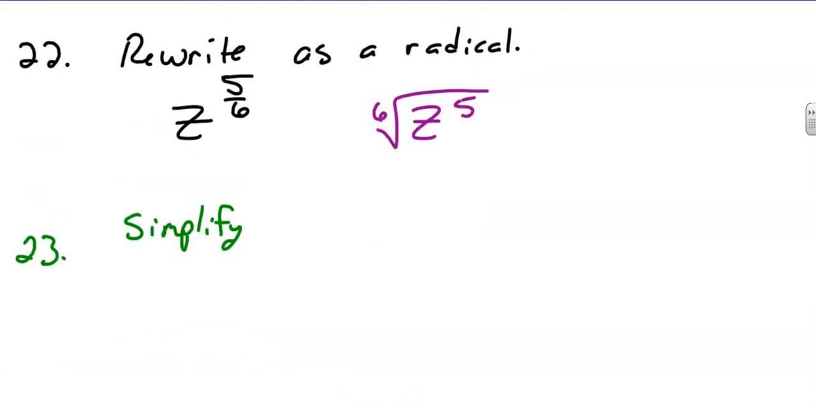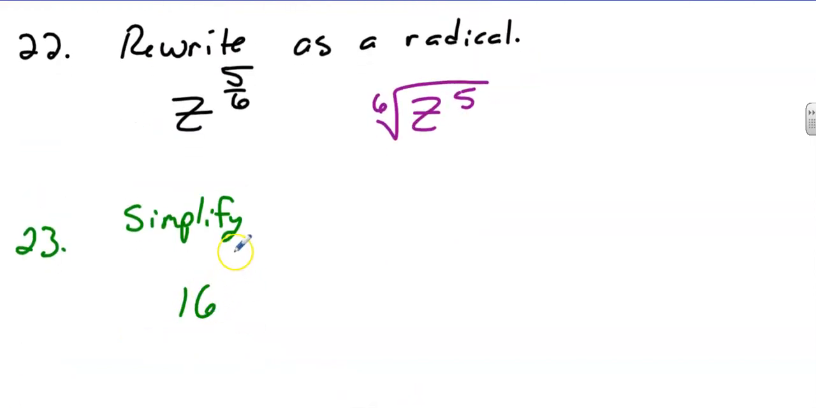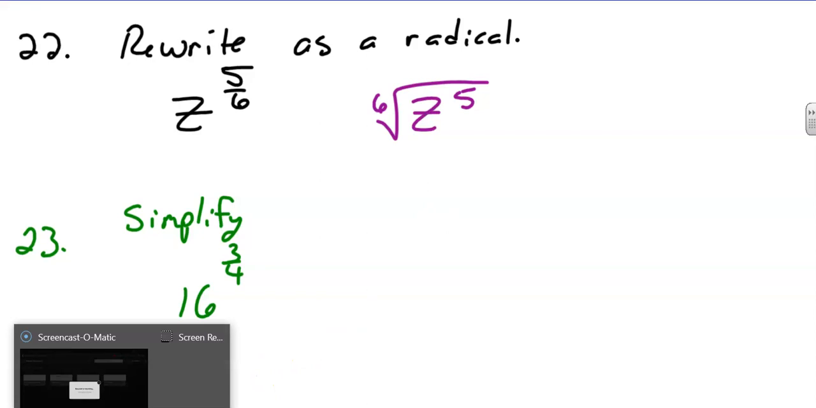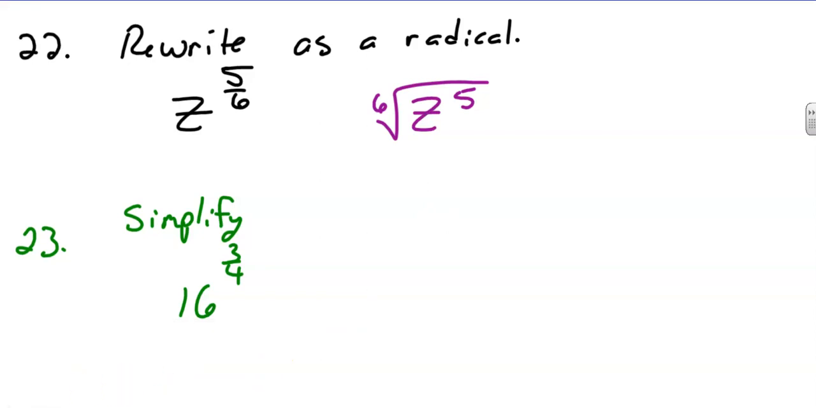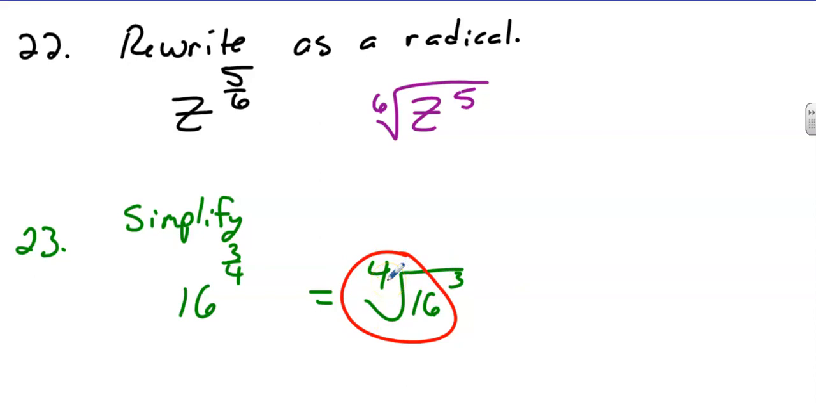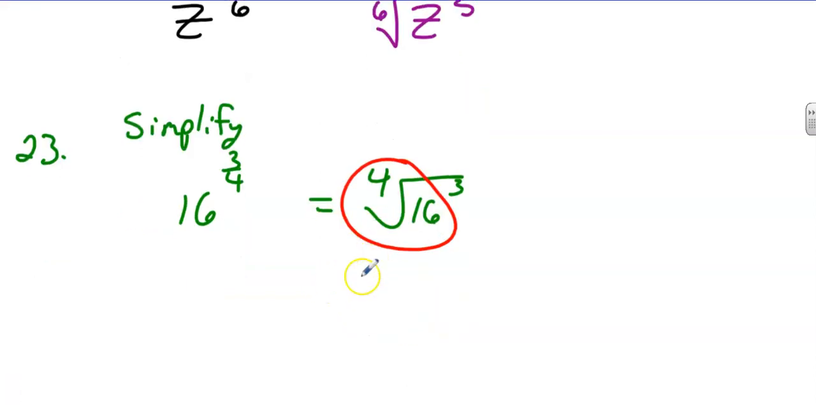Okay, 23, they want you to simplify. For this one, because it's in exponent form, it's the same thing as the last one. They want you to change it back to a radical, and then go back and work with it from there. If you write it, that is the fourth root of 16 to the third power. And it's easier to do the fourth root of 16 first, so let's do the fourth root of 16, because 16 would be 2 times 2 times 2 times 2.